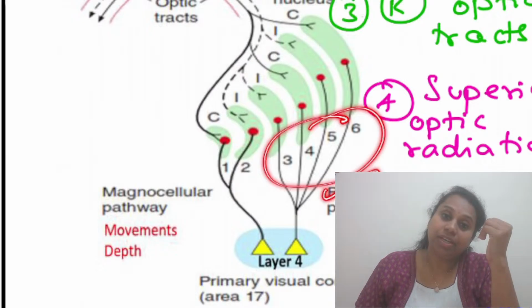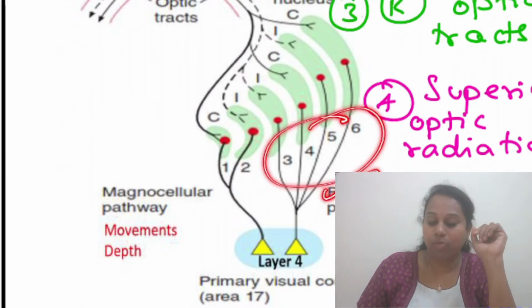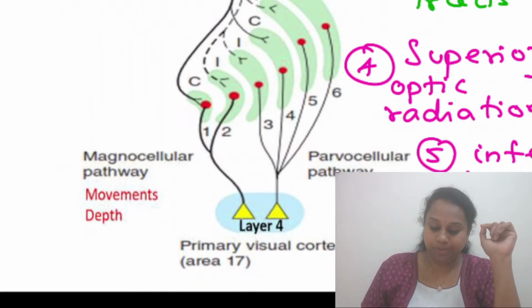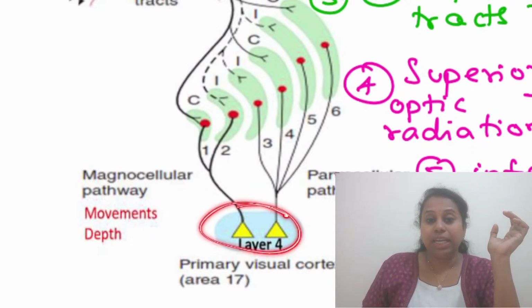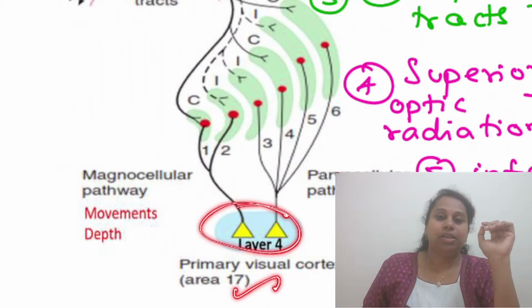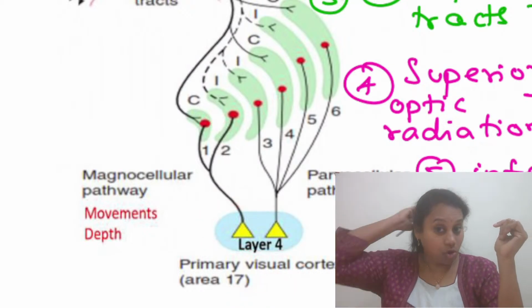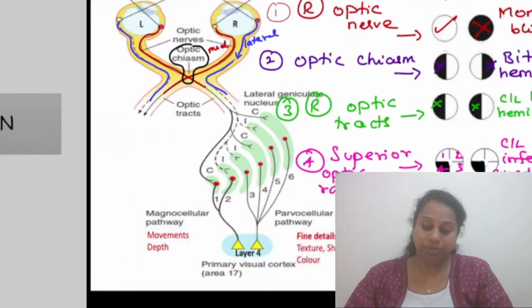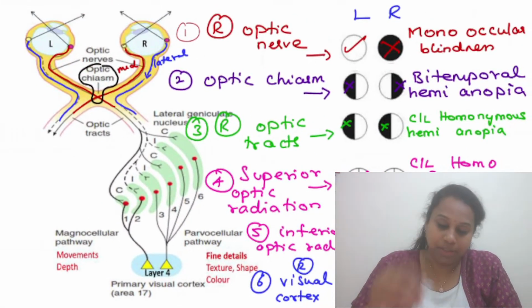Which is the smallest virus? Parvovirus. Parvo means small. So this is responsible for small or fine details like textures, colors and shapes. And all of this reaches layer 4 of the primary visual cortex. Brodmann number 17. On which lobe do you have the visual cortex? Occipital lobe. And that's how we are able to see. This is the visual pathway. What are the defects in the visual pathway?